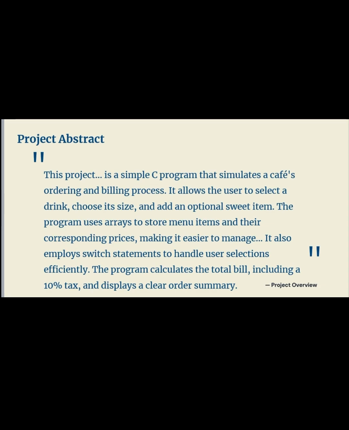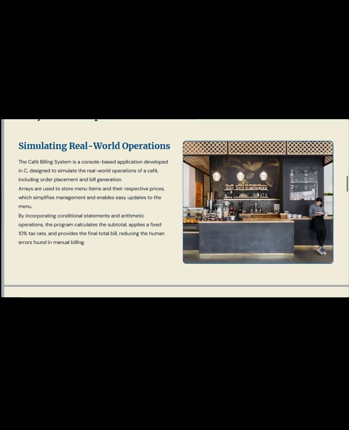The key is that it uses arrays to store all the menu items and prices, calculates the total bill with a 10% tax, and displays a clear final order summary. The goal was to simulate a real-world cafe operation. By using a console application, we can replace the error-prone manual billing with a system that calculates the subtotal, applies a fixed 10% tax rate, and gives a perfect final bill every time.